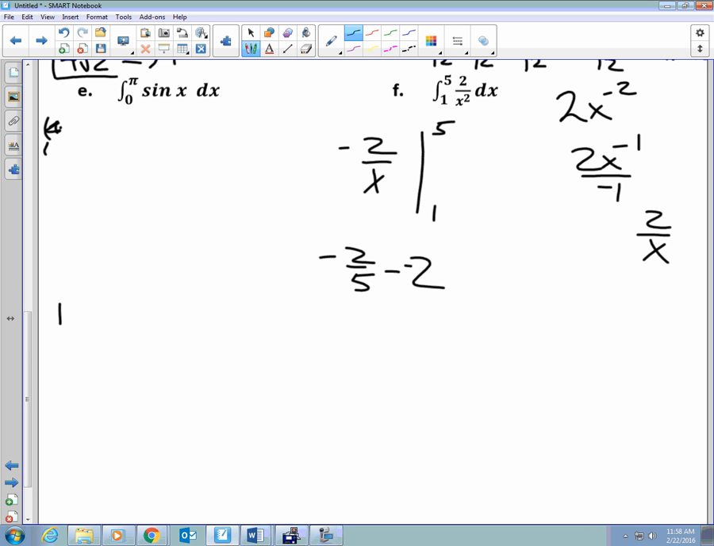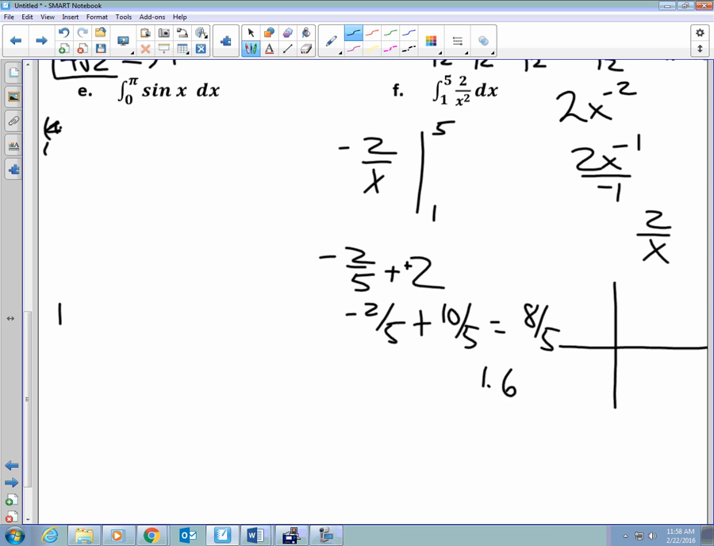Sorry, negative 2 over x. So it's negative 2/5 and then plus 2, or negative 2 over 5 plus 10 over 5, which is 8 over 5, or 1.6. Now, on your assignment, I'm also going to ask you to sketch a graph. You can look at your calculator if you want to be able to see what the region looks like. And the graph of 2 over x squared, hopefully you remember from your college algebra course last year. X squared is going to bring them both to the top, and from 1 to 5, so it's something like that.